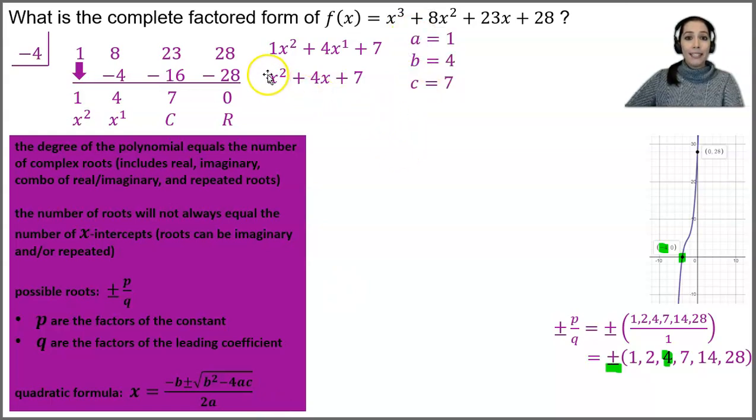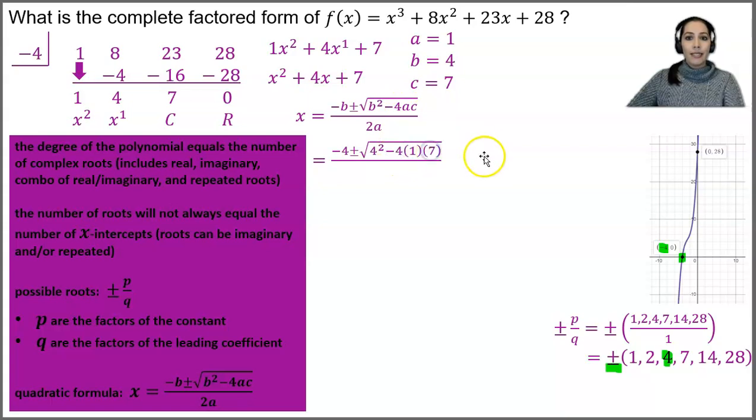c. My a is the coefficient in front of x squared, which is 1. My b is the coefficient in front of x, which is 4. And my c is just my constant, 7. So when I go ahead and plug this into the quadratic formula, I have negative b, so that would be negative 4, plus or minus the square root of the quantity b squared, so that's 4 squared, minus 4 times a, which is 1, times c, which is 7, all over 2 times a, which is 1.